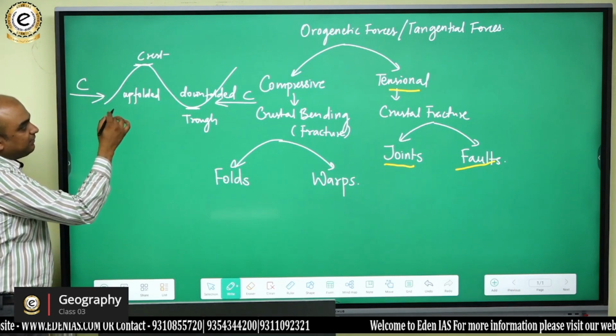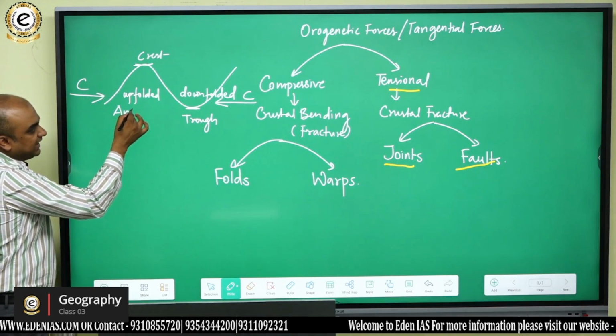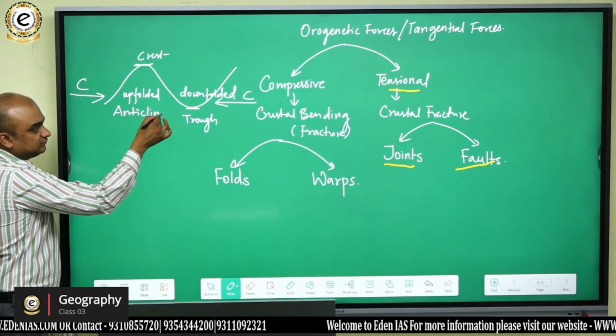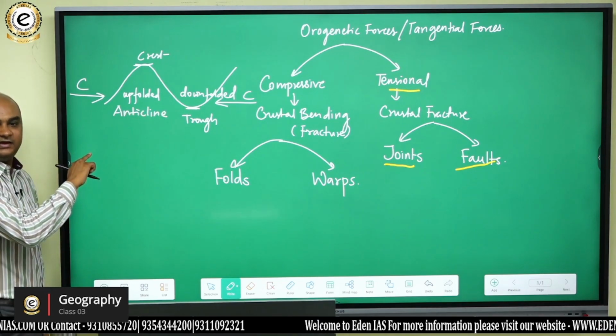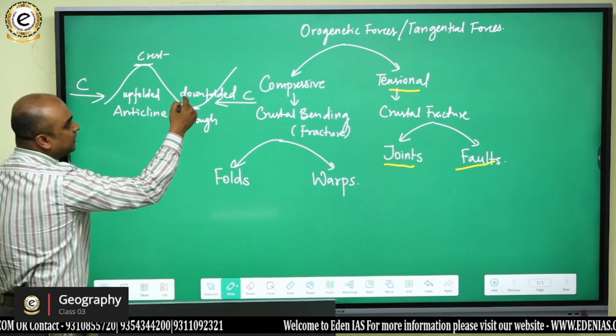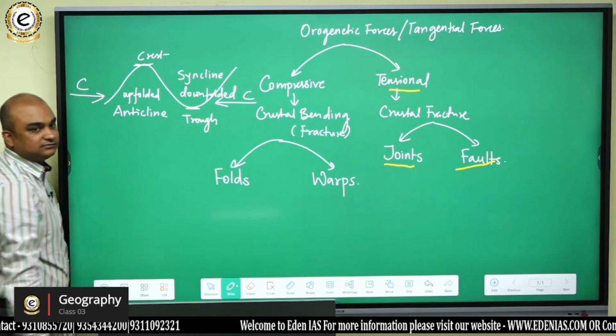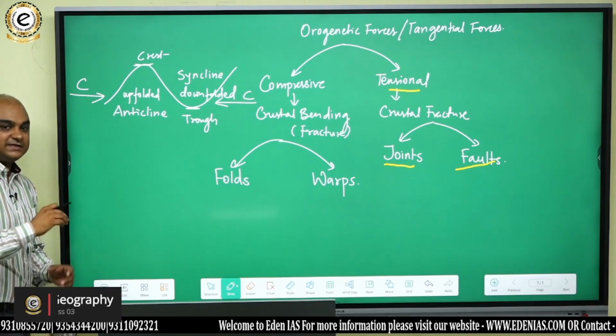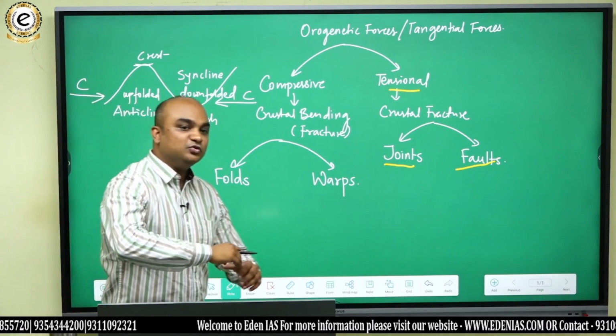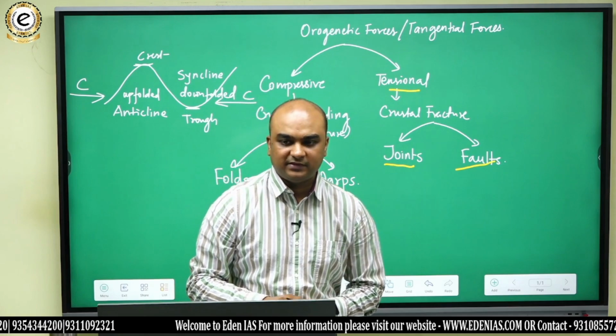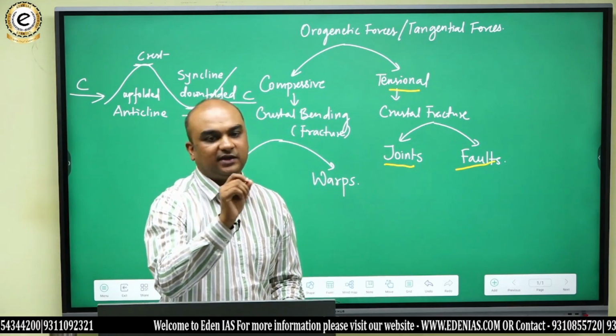The up-folded part is also known as anticline. Do you understand that? That's the technical name of the up-folded part. Whereas the down-folded part is known as syncline. Do you understand that? When a syncline occurs at a huge geographical level, that is known as a geosyncline.